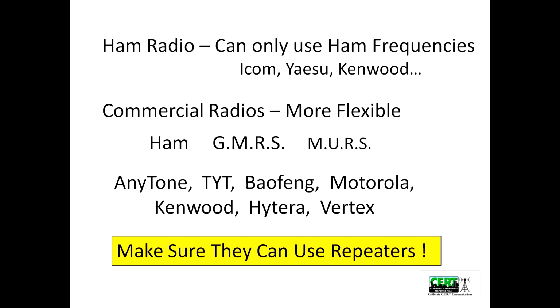When you buy radios, make sure they can be used on a repeater. Some radios you might buy on Amazon are preset and cannot be used on repeaters. That's very important. Do your homework, guys.